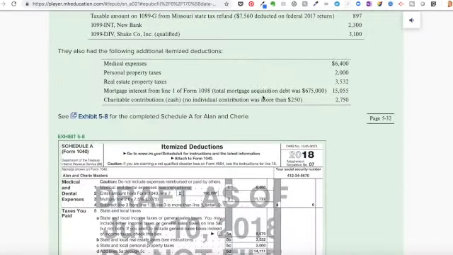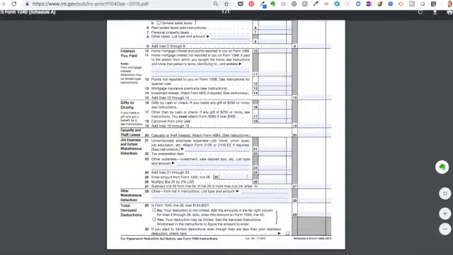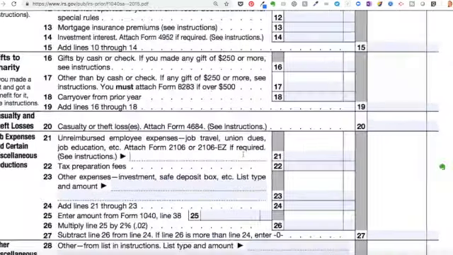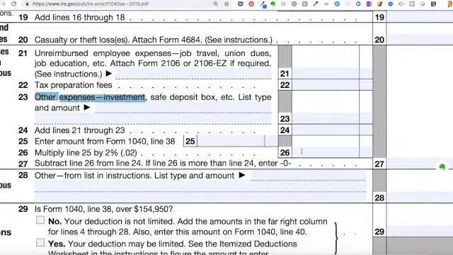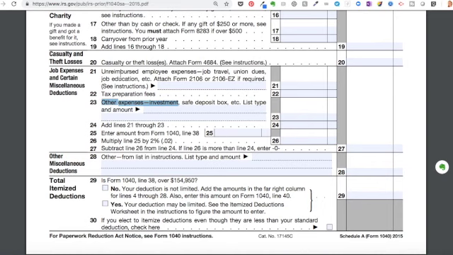And so basically we've lost out. I'll show you the older Schedule A form. We lost some big deductions here. We used to be able to deduct job expenses and miscellaneous deductions, and these could really add up. Investment expenses, like the fees that you pay to have investments. I've seen a friend who had $50,000 being deducted right here for his investment fees. So all of this is gone.